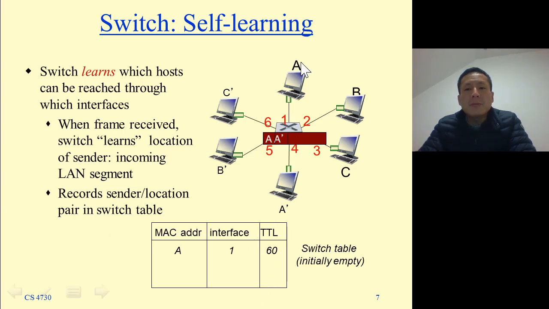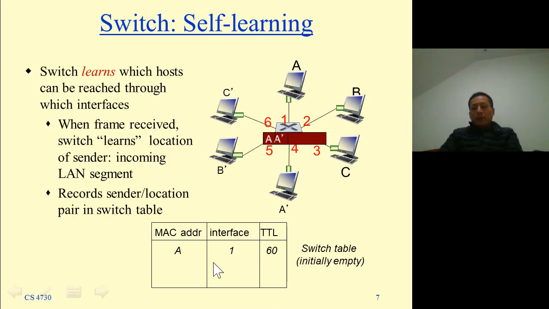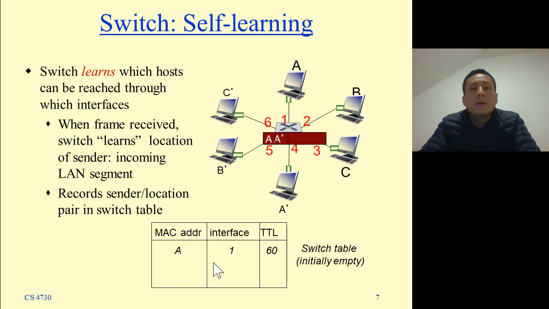Similarly, every time it receives a frame, it will do similar things and add entries to this switch table until every node, every host, has an entry in the switch table. Then the self-learning process is finished. Because of plug and play and the transparency of the switching table, it is initially empty. You don't need any previous messages or previous configurations to make it work.